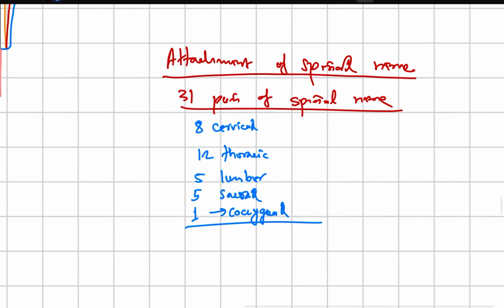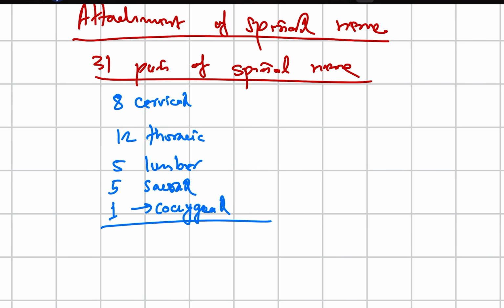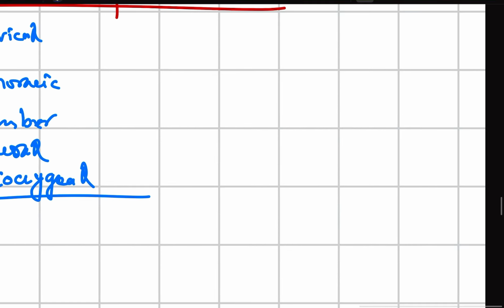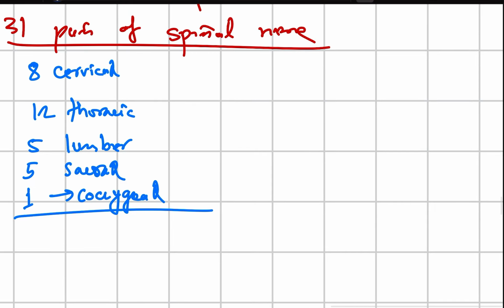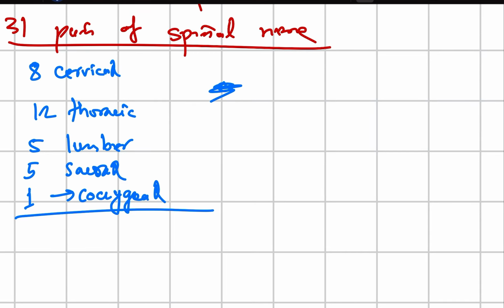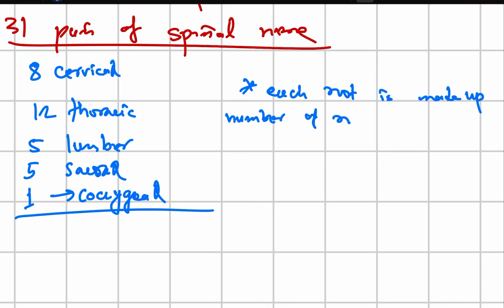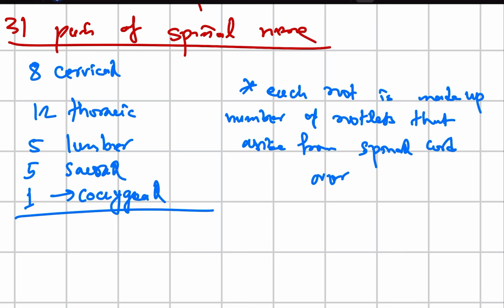And each root is made up of a number of rootlets that arise from the spinal cord over a certain length.